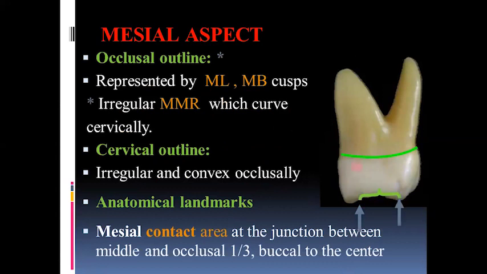Occlusal outline is represented by the mesiolingual and mesiobuccal crests and irregular mesial marginal ridges which curve cervically. Cervical outline is irregular and convex occlusally. Anatomical landmarks: mesial contact area at the junction between middle and occlusal 1/3, buccal to the center.